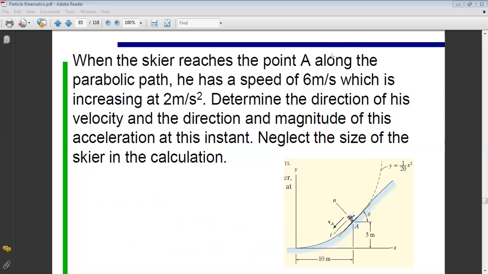First, what did they say here? They gave you important information. They say that the speed is increasing at 2 meters per second squared. This represents what? This number. When they say the speed is increasing at 2 meters per second squared. Acceleration. Which acceleration?